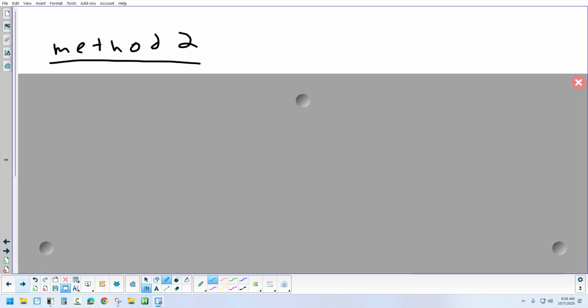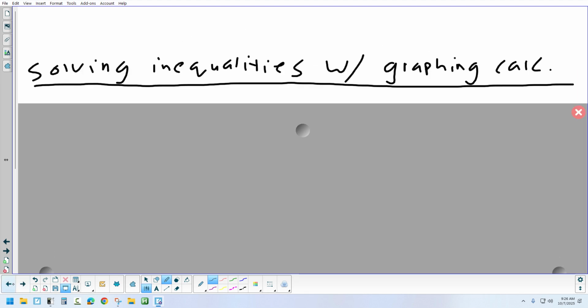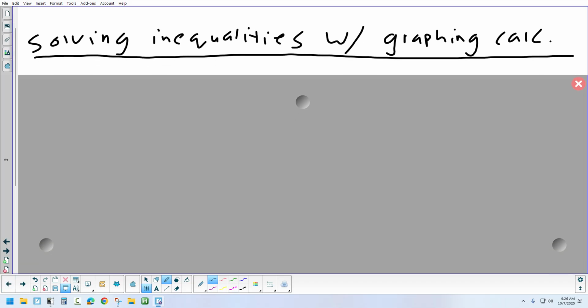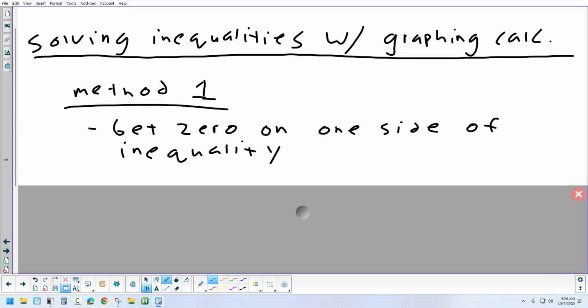All right, so let's look at how we can solve an inequality on the calculator. Most of the ones that we've done so far, I would say they're pretty straightforward. You wouldn't need the calculator, but we might do some that are a little more complicated, and then we do. So to solve on the calculator, there are two methods. One method is to get the inequality with a 0 on one side.